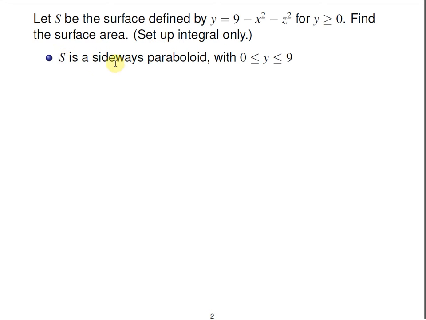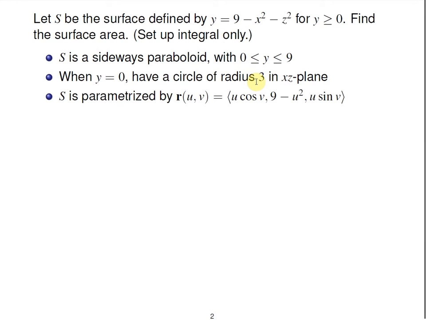This surface is actually a sideways paraboloid with y going between 0 and 9, and you can test that by picking appropriate values of x and z so that the sum x squared plus z squared would equal 9, then you'd have 9 minus 9, and that's our cutoff. When y is equal to 0, go ahead and plug that in. You'll see the equation x squared plus z squared is equal to 9, so that's a circle of radius 3 in the xz plane. Here's a parameterization.